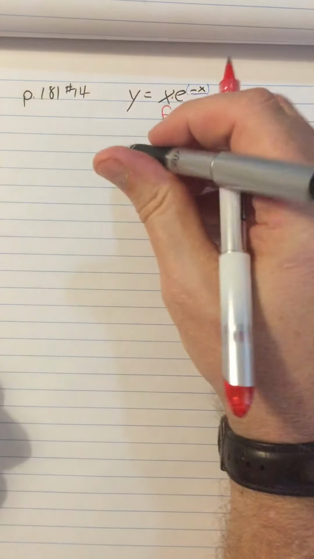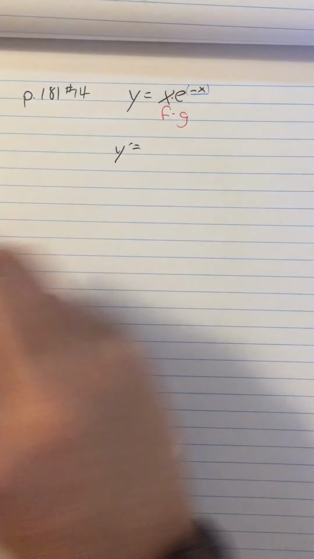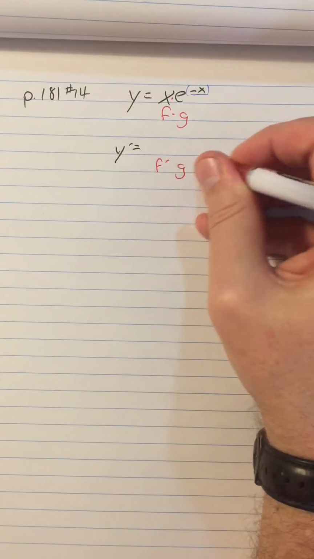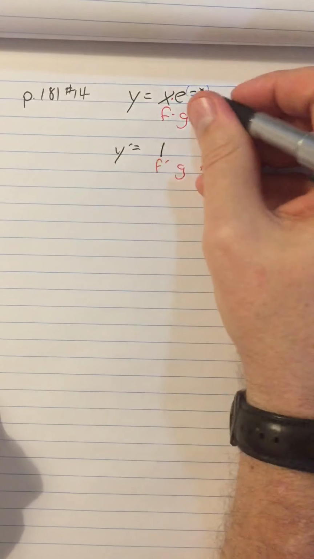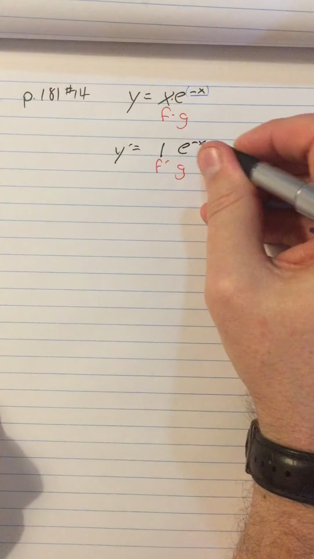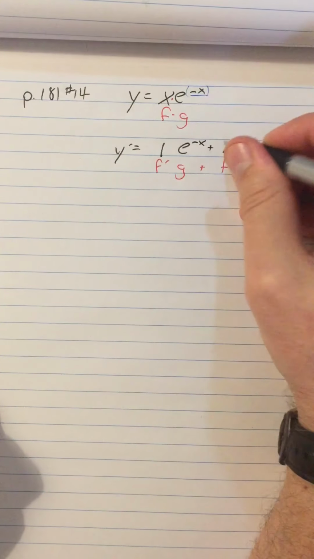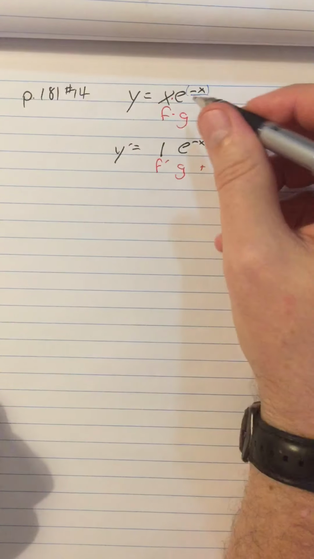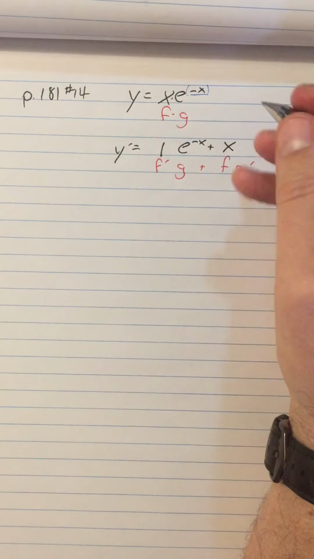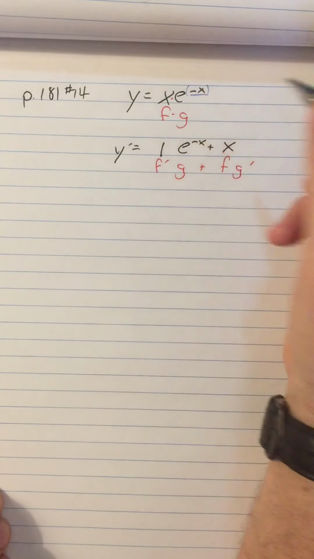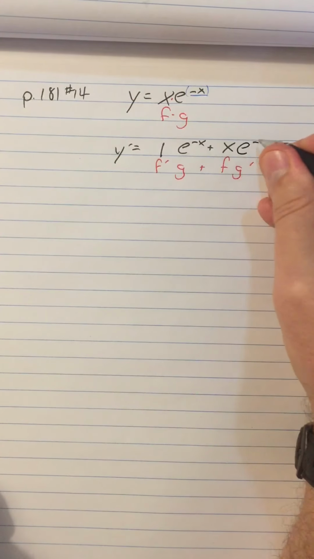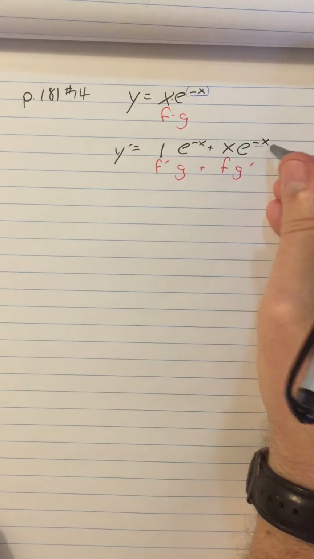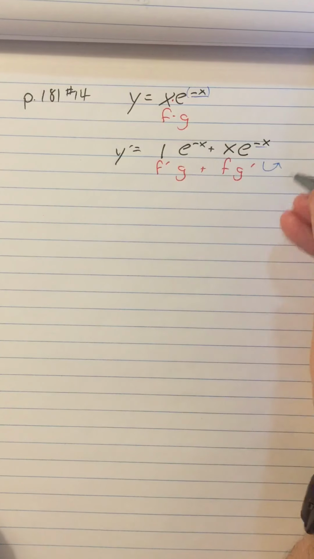So my y prime is going to be f prime g plus f g prime. So my f prime is 1, my g is e to the negative x, plus my f is x, my g prime. So g prime is where I'm going to have a chain rule. The derivative of e to the x is e to the x. Derivative of e to the negative x, keeping the inside function the same, is going to be e to the negative x. All right, but then I have to go times the derivative of that inside function.